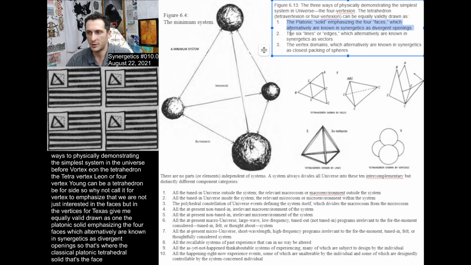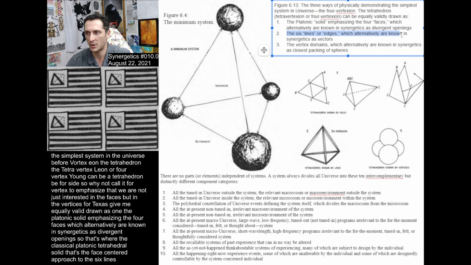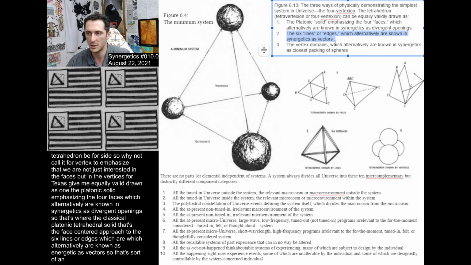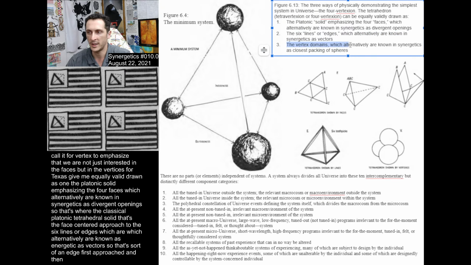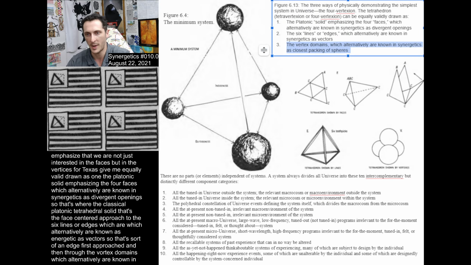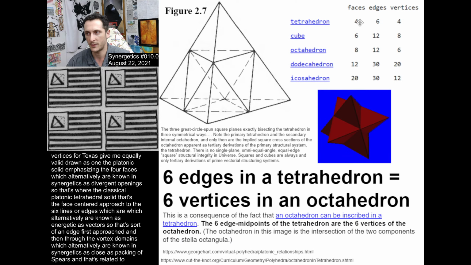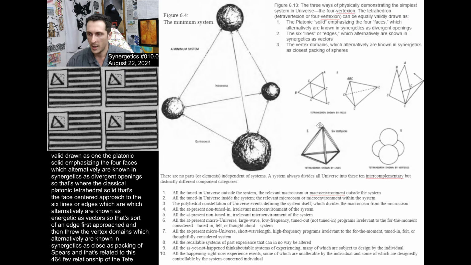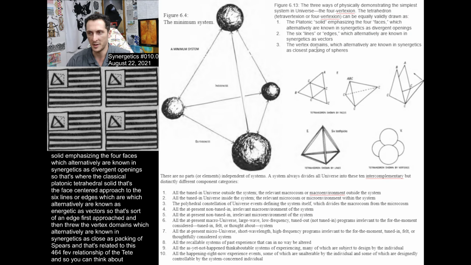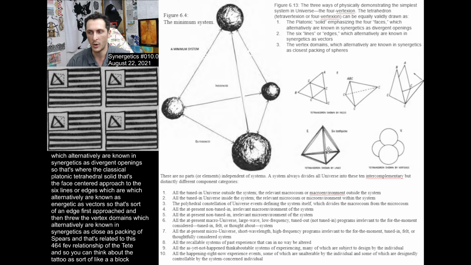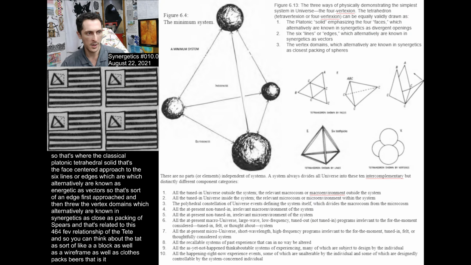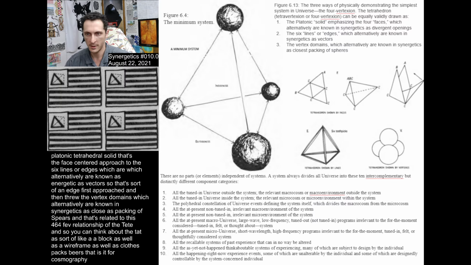That's the face-centered approach. 2, the 6 lines or edges, which alternatively are known in synergetics as vectors. So that's sort of an edge-first approach. And then 3, the vertex domains, which alternatively are known in synergetics as closest packing of spheres. And that's related to this 4-6-4 FEV relationship of the tet. And so you can think about the tet as sort of like a block, as well as a wireframe, as well as closed pack spheres. All right, that is it for cosmography. So let me just mute this.